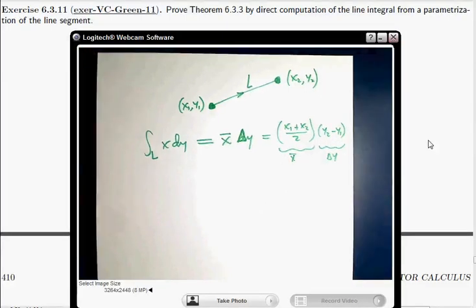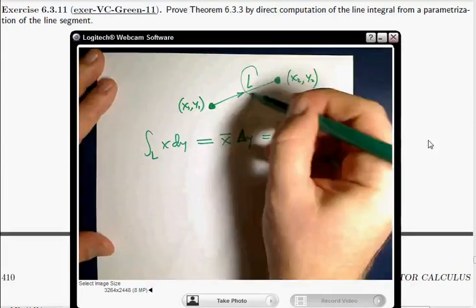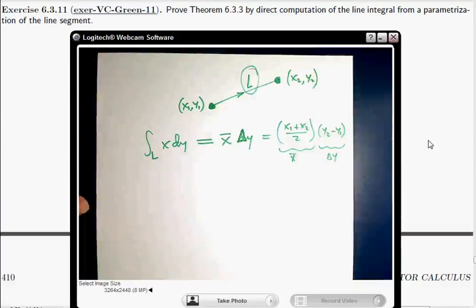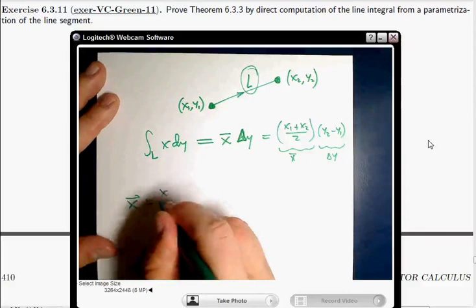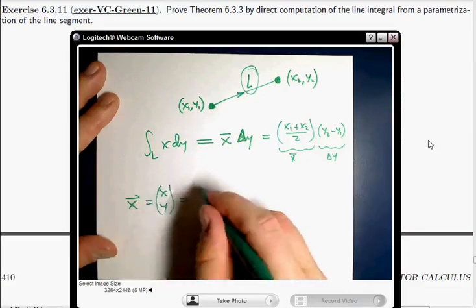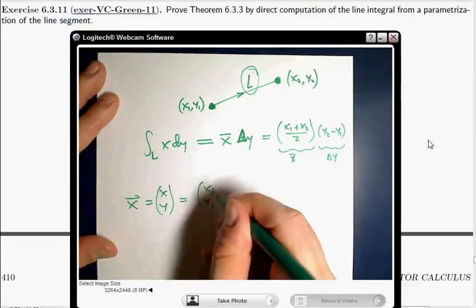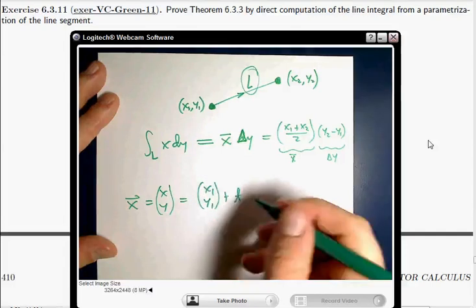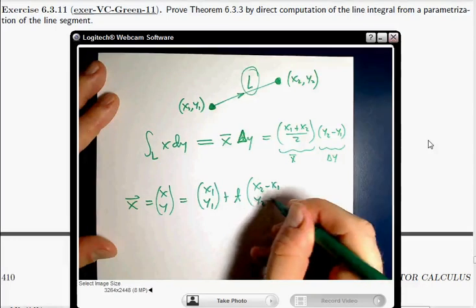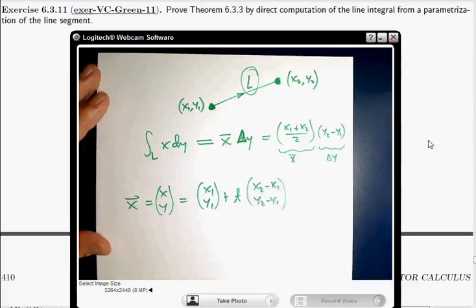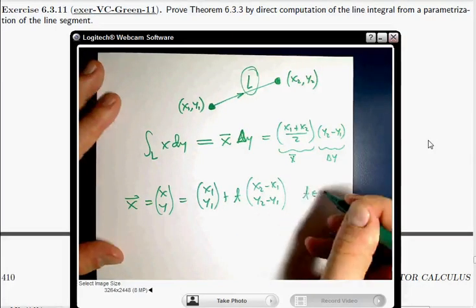So you see what we're trying to prove? And I claim we're going to brute force it. I'm just going to literally parameterize this line by brute force. I'm going to parameterize the line by saying, all right, well, (x, y) is going to be (x1, y1) plus t times (x2 minus x1, y2 minus y1). There's a brute force parameterization. t goes from 0 to 1.